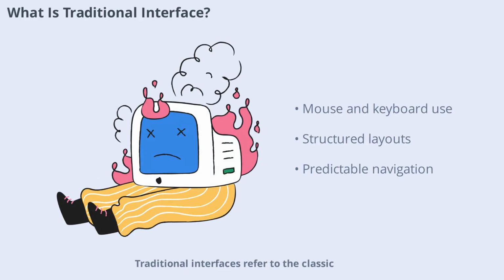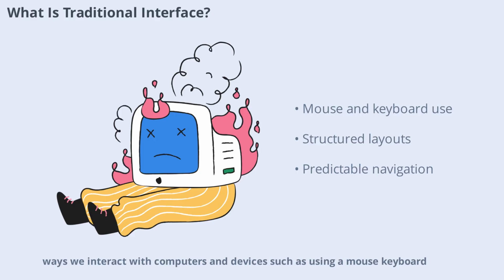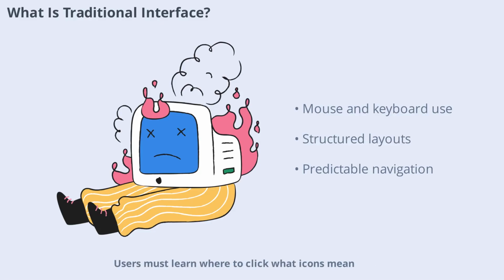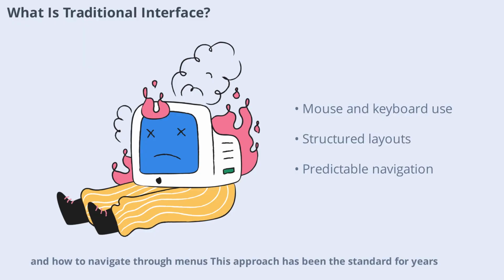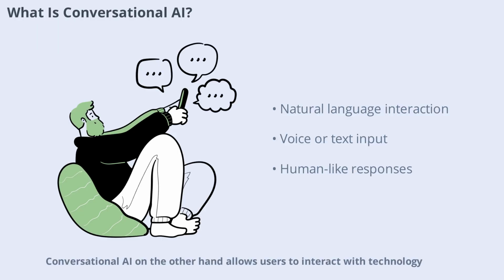Traditional interfaces refer to the classic ways we interact with computers and devices, such as using a mouse, keyboard, or tapping on buttons and menus. Think about websites, desktop applications, or even ATMs. These all rely on structured layouts and visual elements. Users must learn where to click, what icons mean, and how to navigate through menus. This approach has been the standard for years, offering predictability and control, but sometimes at the cost of flexibility and ease of use.